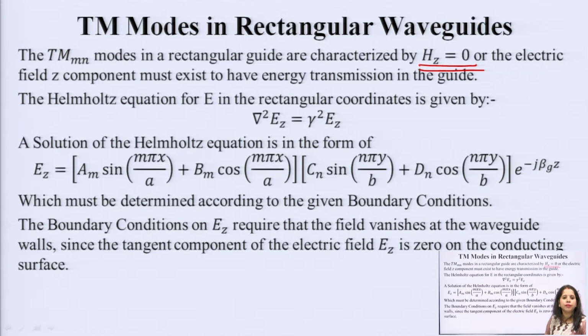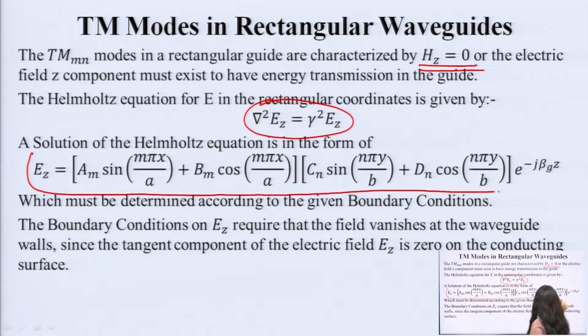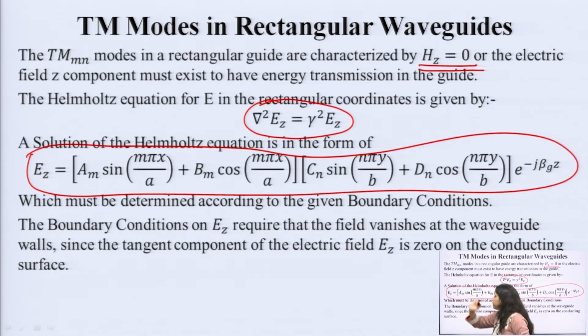Similarly, in the case of a TE mode, Ez equal to 0. Since the wave is propagating in the z direction, the only thing available with us is the wave equation for calculating the expression of Ez. We have already solved the wave equation and obtained this expression of Ez. This is the expression of Ez which will be used in the further steps.